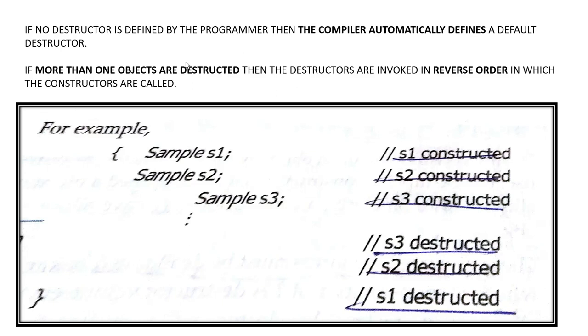Now suppose you are creating two or more objects. Here is an example. We have sample s1, sample s2 and sample s3 as the objects which are created. After ending the program, you can see here that S3 is destructed first, then S2 and then S1. Therefore, if more than one object is destructed, then the destructors are invoked in the reverse order. We are creating S1 first, then S2 and then S3. During destruction, S3 will be destructed first, then S2 and then S1. So it is in reverse order. This was a simple rule.